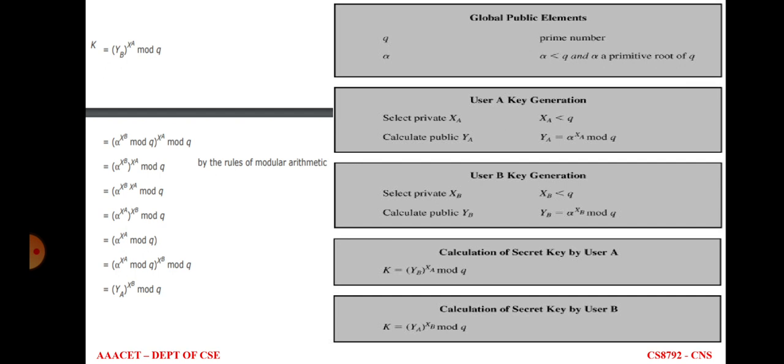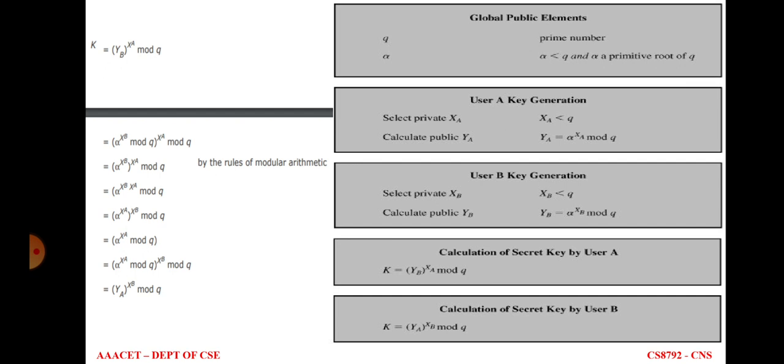After calculating the YA and YB values, after the third step, we know the values of q, alpha, XA, YA, XB and YB. From this, we can easily calculate the shared secret key value. For user A, K is equal to, in the fourth box, YB power XA mod q, and user B calculates the secret key from their side, that is K equal to YA power XB mod q.